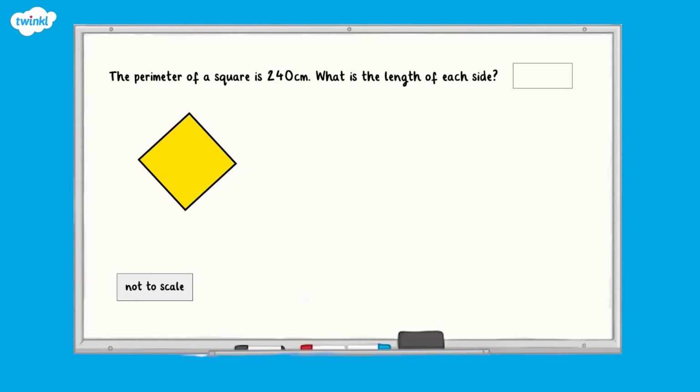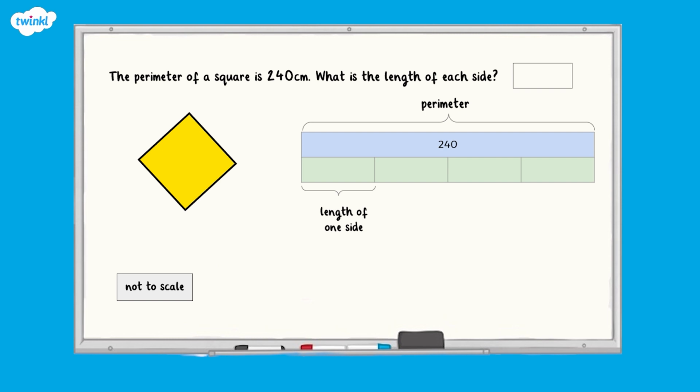We can also use a given perimeter to work out an unknown length of a side or sides. If we know that the perimeter of a square is 240 centimeters, we can divide this by 4 to find the length of one of the sides. We can do this because we know that a square has 4 sides of equal length. This is how it would look as a bar model. 240 divided by 4 equals 60. So each side of the square is 60 centimeters.